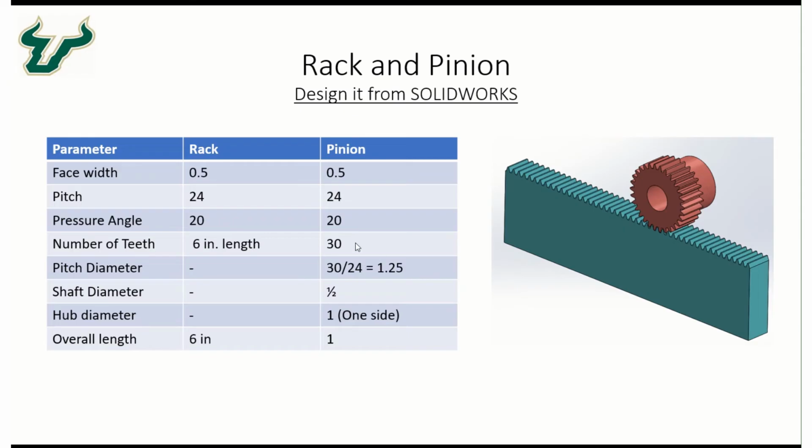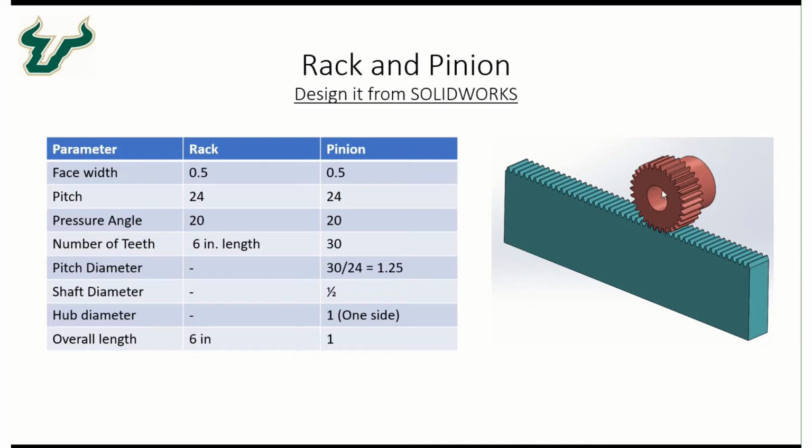On the pinion we will consider 30 teeth, so that the pitch circle diameter for the pinion is going to be number of teeth divided by the diametral pitch, which is equal to 30 over 24. That equals 1.25 inches. So the pitch circle diameter of the pinion is 1.25 inch.